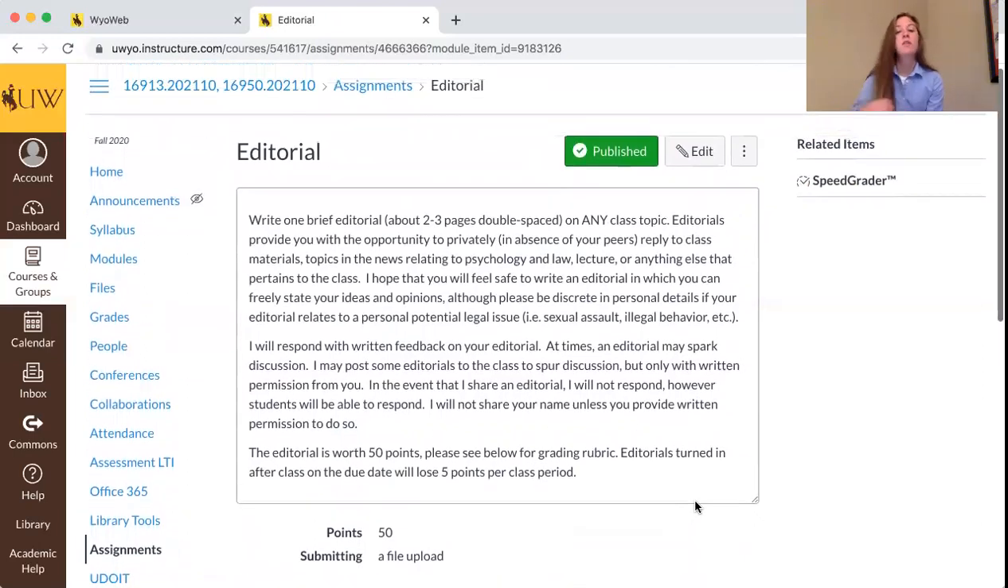Essentially you can read through this, but I'm going to be asking you to write a brief editorial, about 2 to 3 pages double spaced. And this can be on any class topic. Really this is supposed to give you an opportunity to, privately, so therefore in the absence of your peers, just reply to class materials and topics and how they might be related to news and things going on in the world.